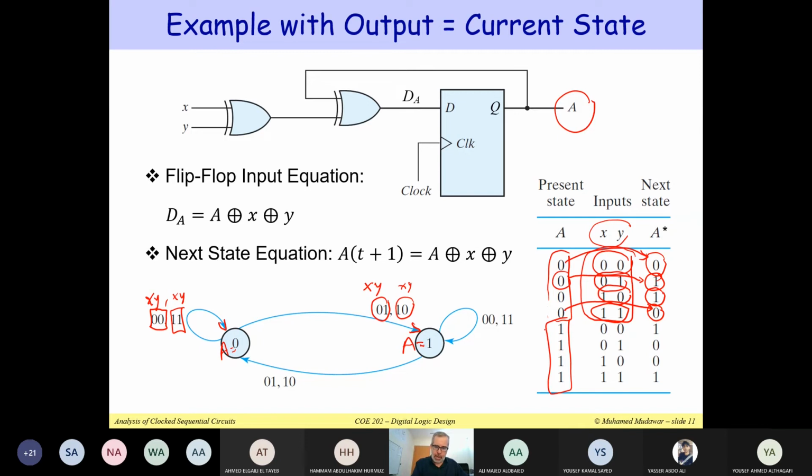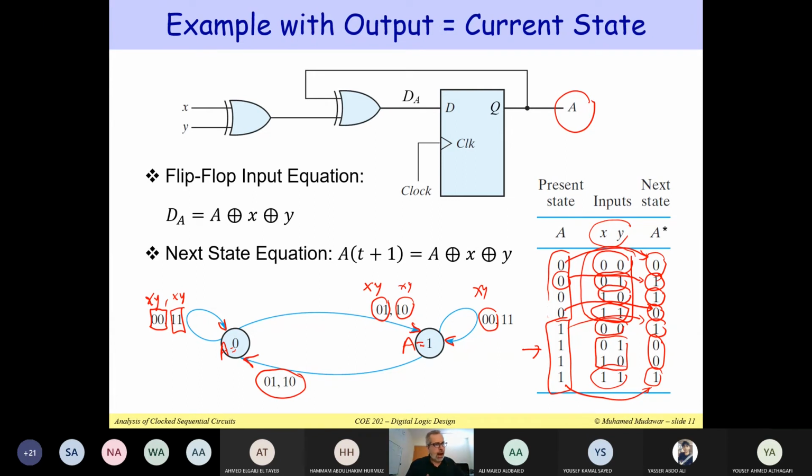Similarly, when we are in state 1, look at all the possible transitions. So 0, 0 will take me from state 1 back to state 1. So it's this arc. That's actually when xy equals 0, 0. The same thing here. 1, 1 will take me from state 1 back to itself. If the input is 0, 1 or 1, 0, then this will take me back to state 0. So you can see that here we have the transition from state 1 back to state 0 if the input xy is 0, 1 or 1, 0.